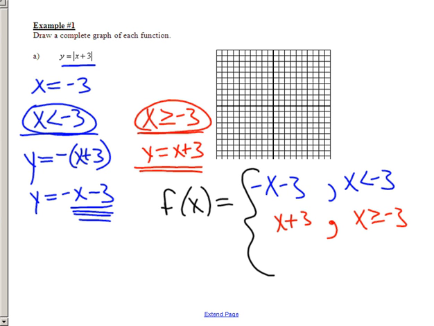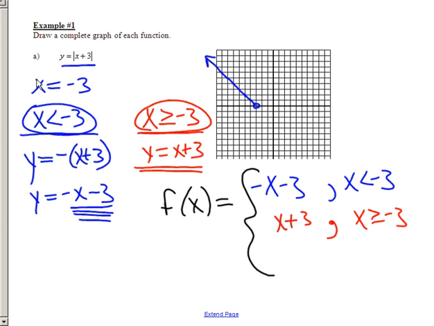Go back 1, 2, 3, up or down 0, is that point right there. Right now, it's technically an open circle, so I probably should do this because it's not defined at that point. But we can plug in numbers less than -3, like -4, and get out 1, -5, get out 2. And we're going to get this line right here. There it is. But now we've got to graph the second piece of this piecewise function.